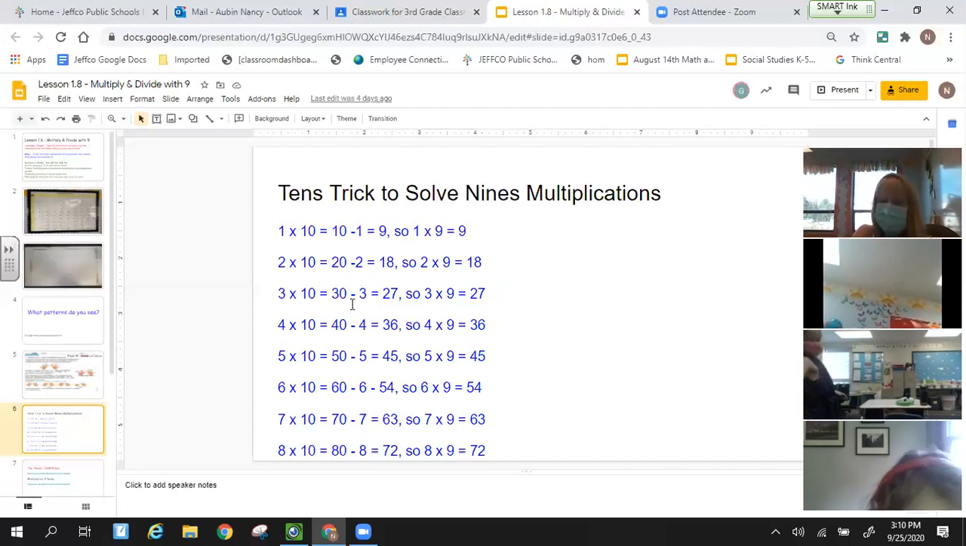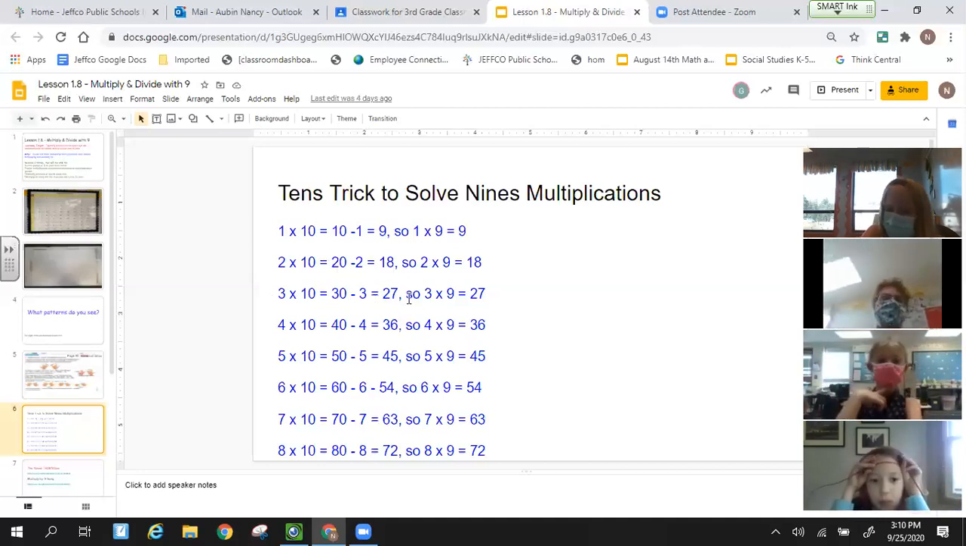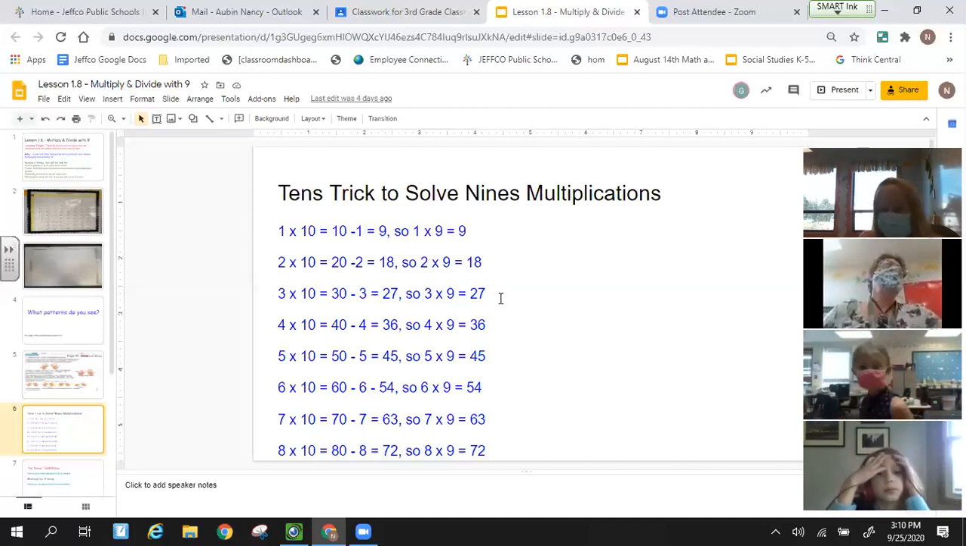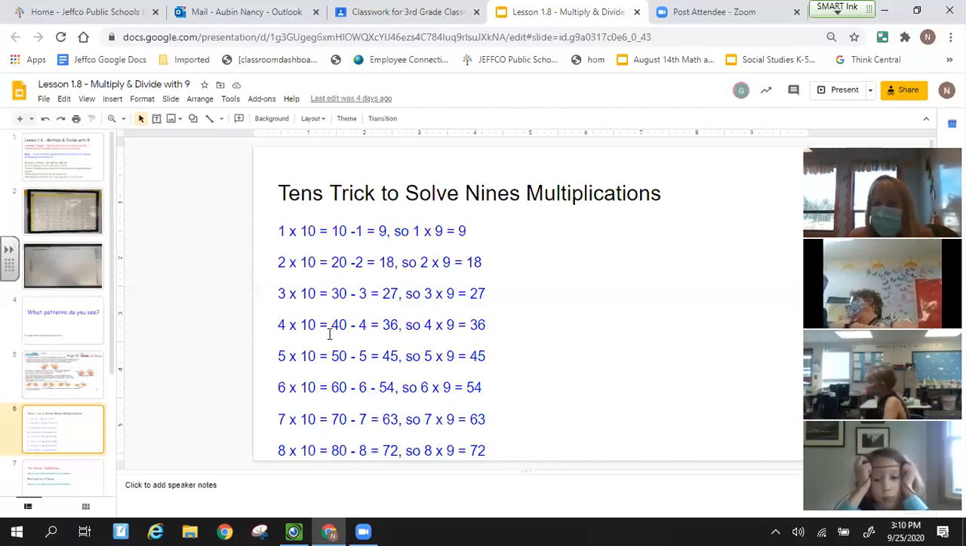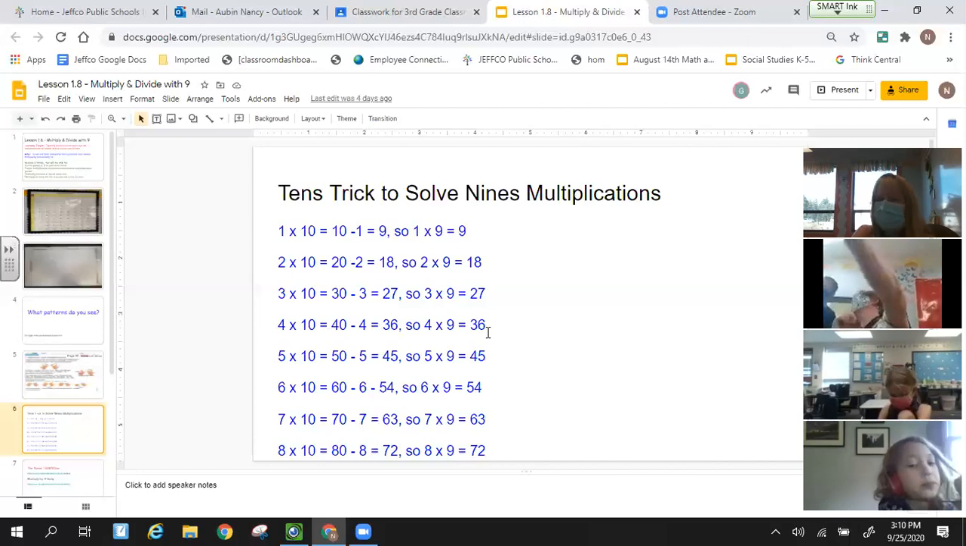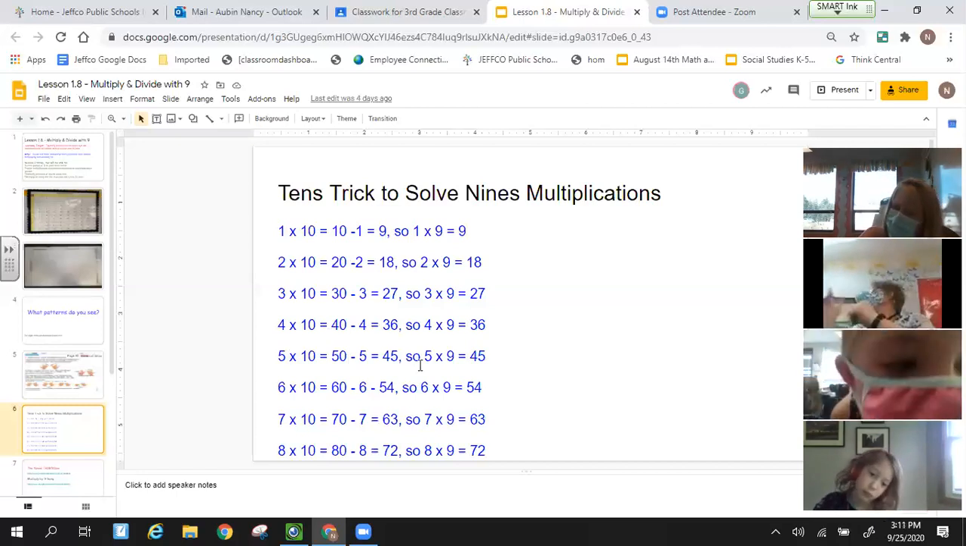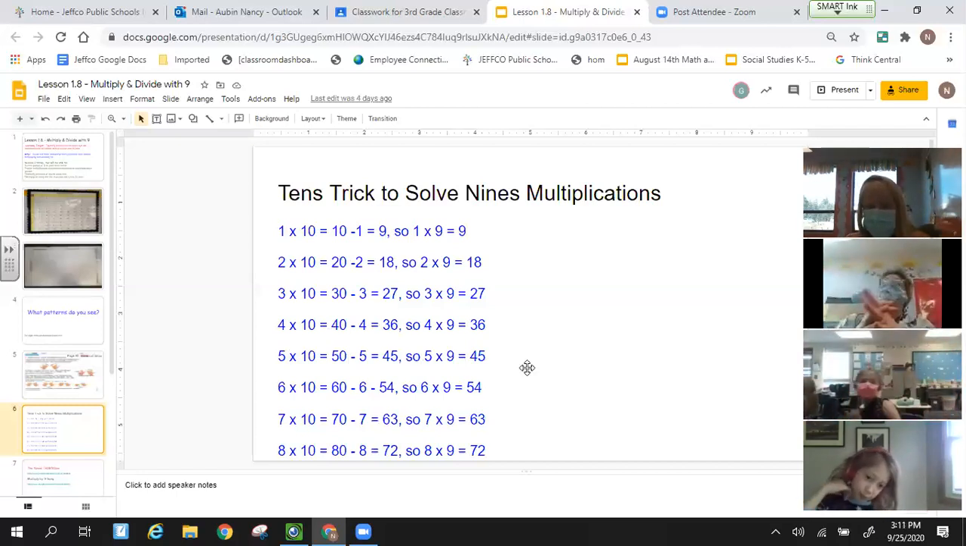And here goes the pattern. 3 times 10 is 30. If I take 3 away from that 30, it's 27. So 3 times 9 is 27. If 4 times 10 is 40, and each 9 is 1 less than 10, I take 4 away and get 36, because 4 times 9 is 36. 5 times 10 is 50. I'm going to take that 5 away and get 45. So 5 times 9 must be 45.